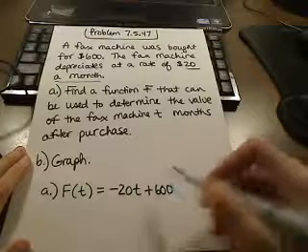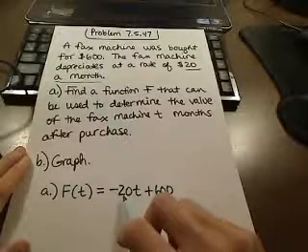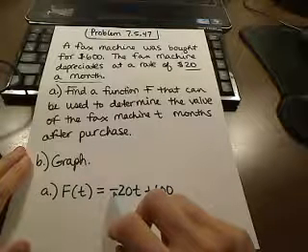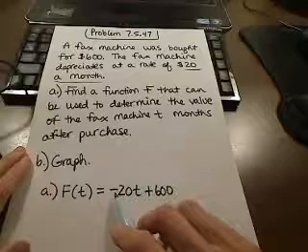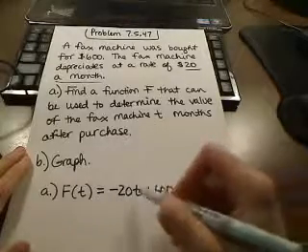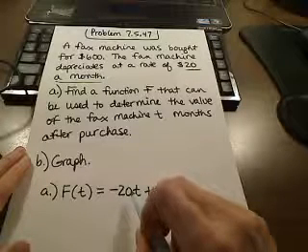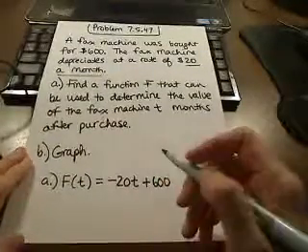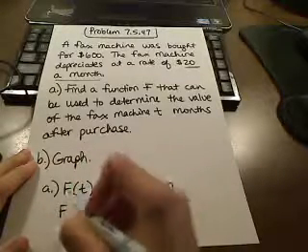And the way that I'm getting this is the 600 is where we're starting, and then we're decreasing by $20 a month. So that's where this negative is coming from, because depreciation goes with a negative slope. And the t here is our number of months. So we can check this out here. We're going to need a few points anyways to graph this, so let's do a few.